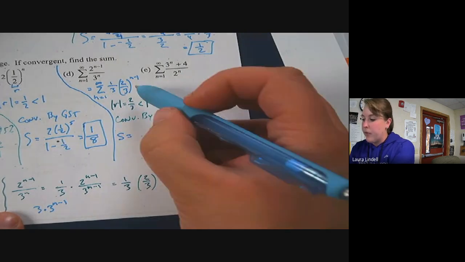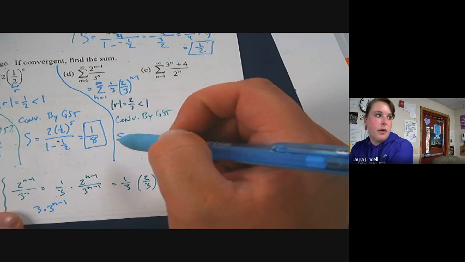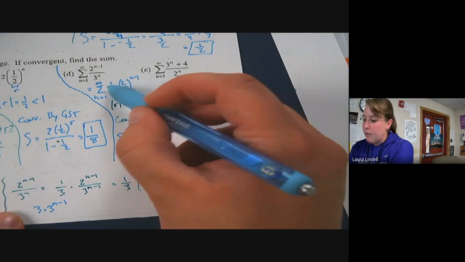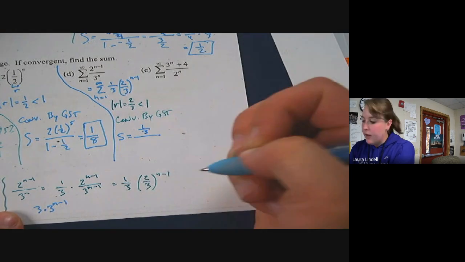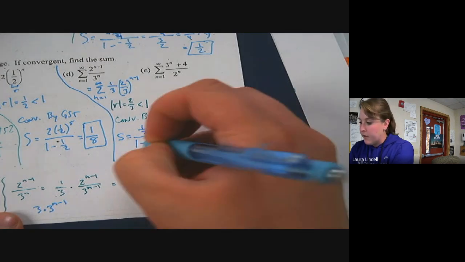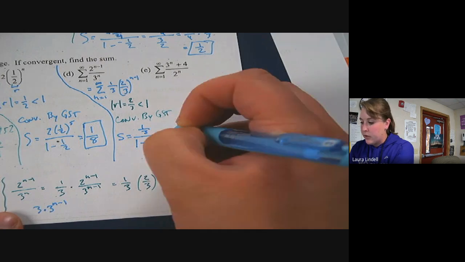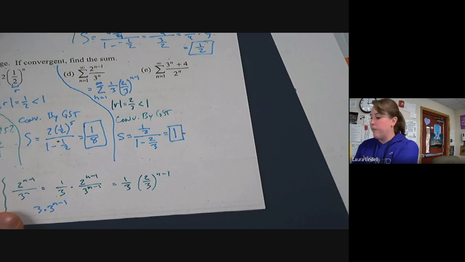So the first term, if we plug in 1, we get 1 minus 1 in the exponent, which is 0. 2/3 to the 0 power is 1. 1/3 times 1 is 1/3. So our first term is 1/3. Then it's over 1 minus 2/3, which is 1/3 over 1/3, which is 1, which tells us that this series converges to 1, which is kind of fun.